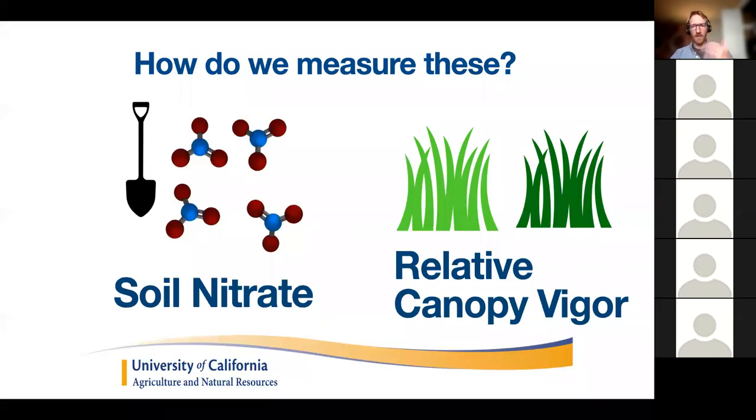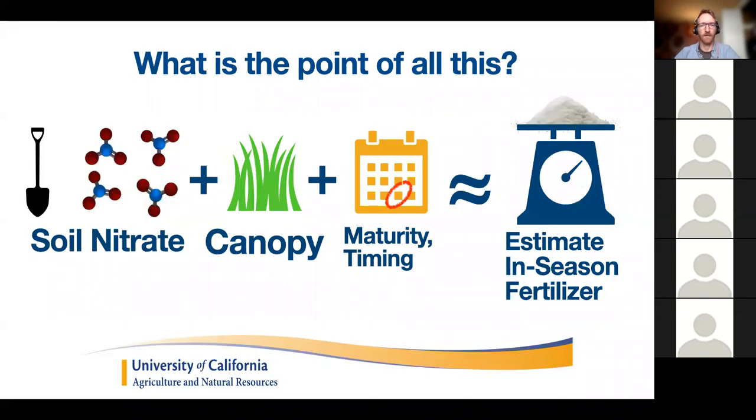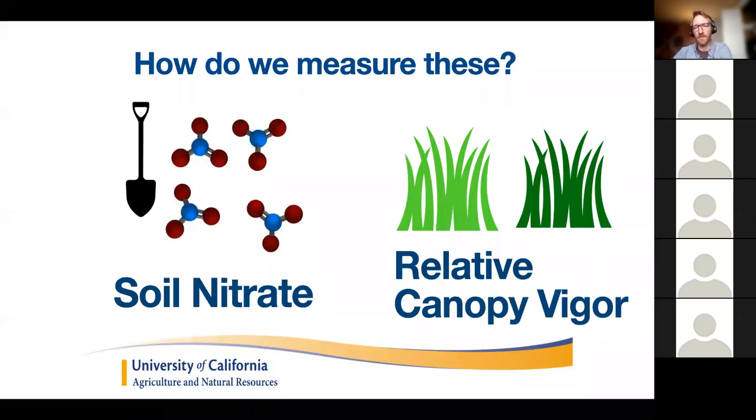But then how do we measure these? How do we measure these two things that we were talking about earlier: our soil nitrate and our relative canopy vigor?